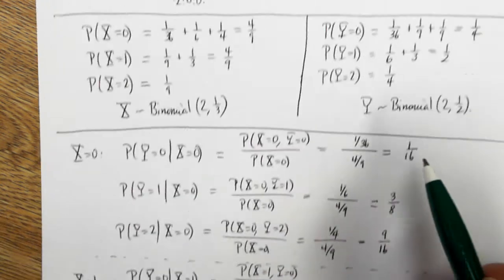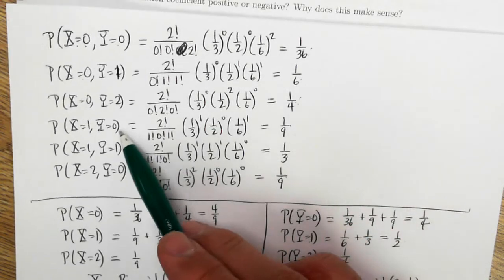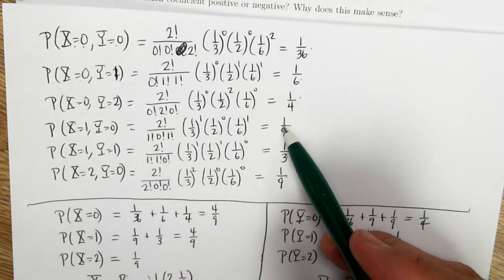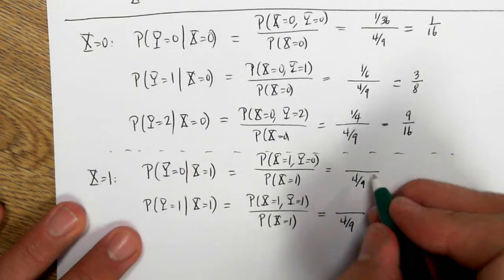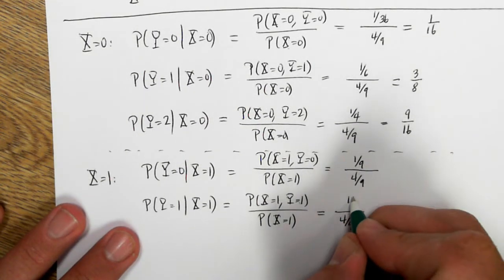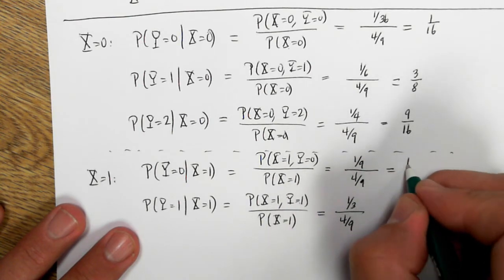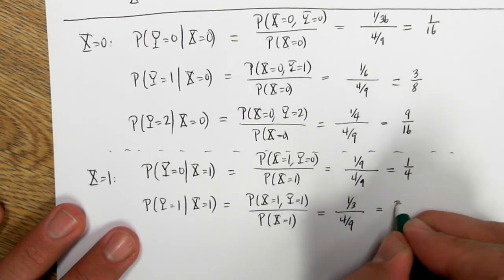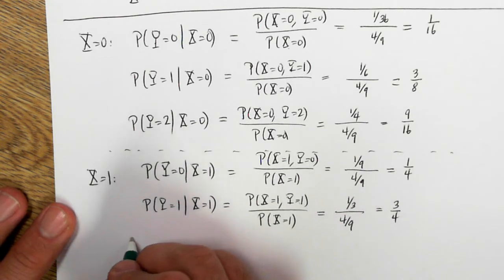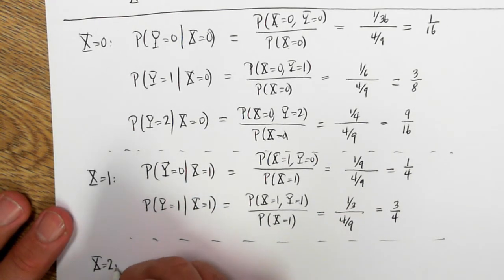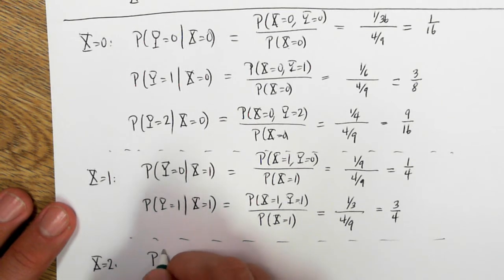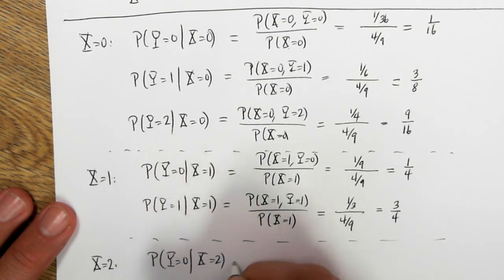And for the numerators, we go back to the top. The chance that x equals 1 and y equals 0 is 1/9. The chance that x equals 1 and y equals 1 is 1/3. So I have 1/9 here and 1/3 here. So this works out to be 1/4, and this works out to be 3/4. And lastly, we look at x equals 2. There's only one possibility, y equals 0, given x equals 2.